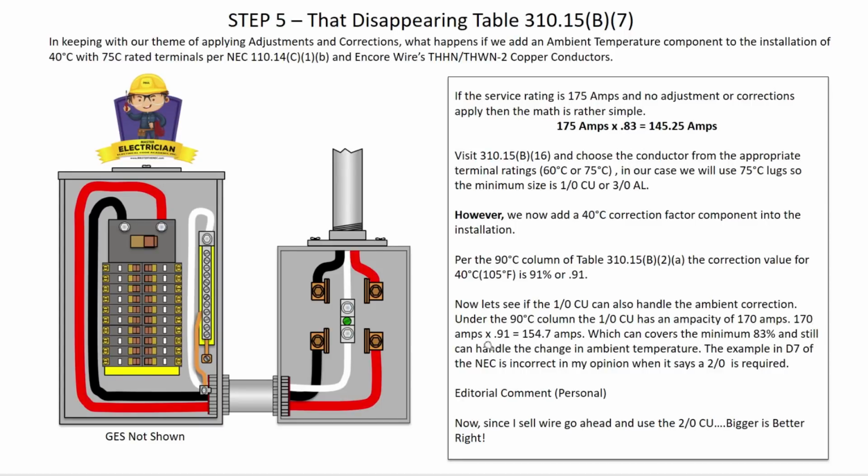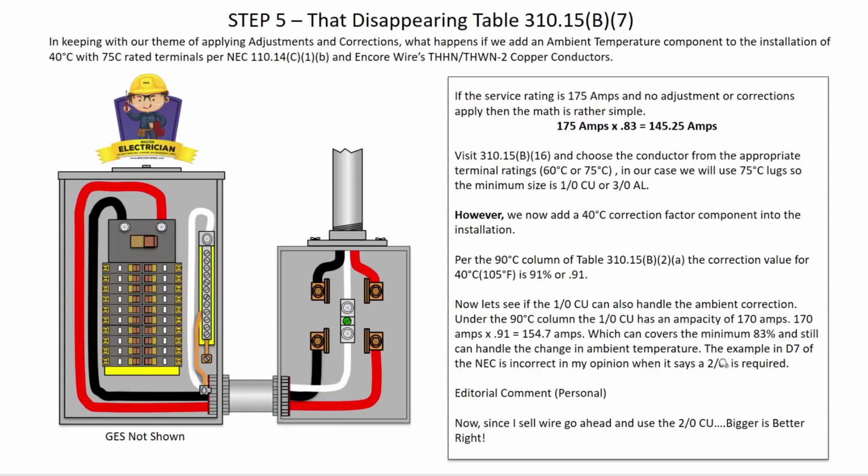So I take that 170 and I multiply it times 0.91, because that is what the ambient is when we go look at 310.15(B)(2)(a) for the 40 degrees C, and it was a 91% or 0.91. Ultimately, that gives me a conductor that's good for 194.7 amps. Well, it exceeds 145.25, which was truly 83% of this service rating or this feeder rating. So as long as I'm higher than the 145.25, I'm good to go. So it meets the minimum of 83%. It can handle the ambient temperature. And so it should be a 1/0.